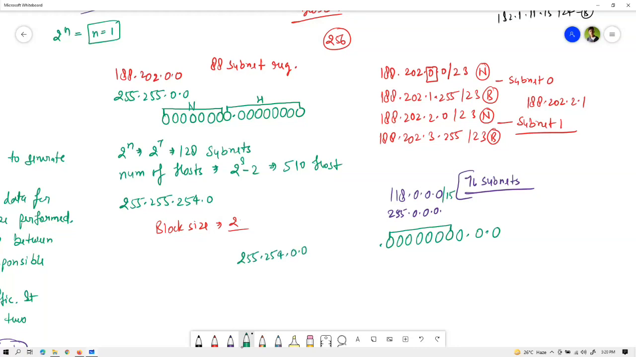255.254.0.0, right? Yes. Number of hosts is 2 to the power 17 minus 2, sorry. What will be the value? 2 to the power 16 is 65536. If you can find out the value, then let me know. 2 to the power 17 minus 2. The value will be 131,070.